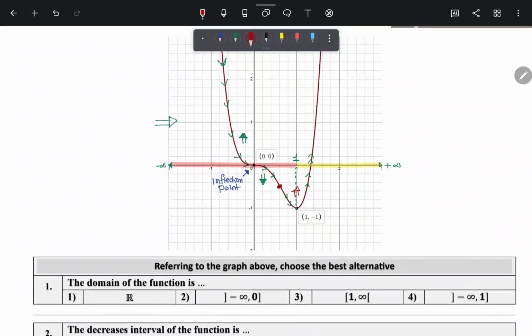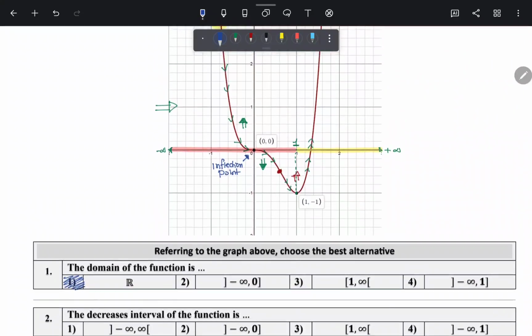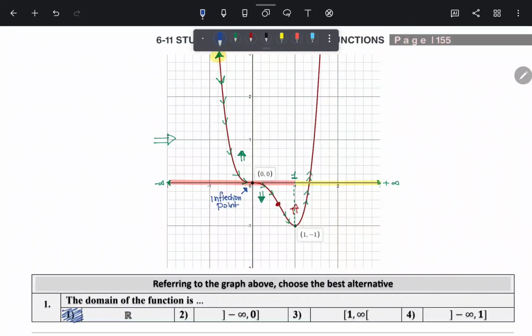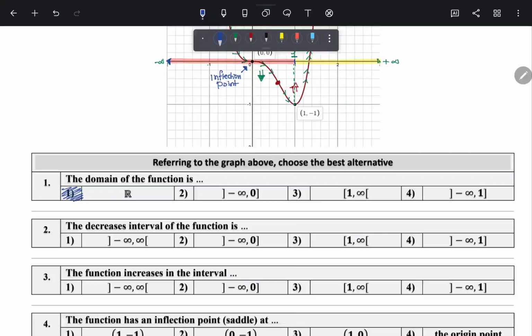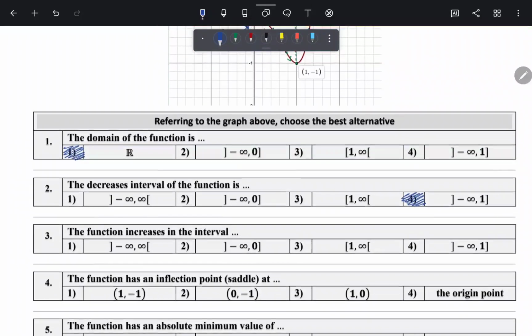He wants the domain. هل في gaps؟ لا. يعني what's the domain? All the real numbers. ما فيش معي gaps. ما فيش except. The decrease interval. Where does the function decreases? Decreases from negative infinity to 1. Until 1. From minus infinity until 1. So it's this place. The increase interval. Where does it increase? From 1 to positive infinity. From 1 to positive infinity.